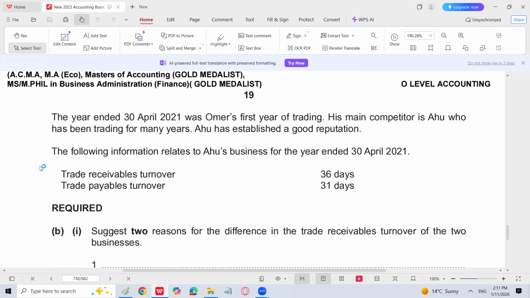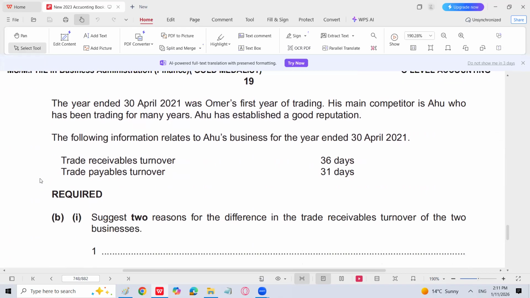Next, the year ended 30th April 2021 was Umar's first year of trading. His main competitor is Ahu, who has been trading for many years. Ahu has established a good reputation. The following information relates to Ahu's business for the year ended 30th April 2021. Trade receivable turnover ratio is 36 days, right? And trade payable turnover ratio is 31 days.